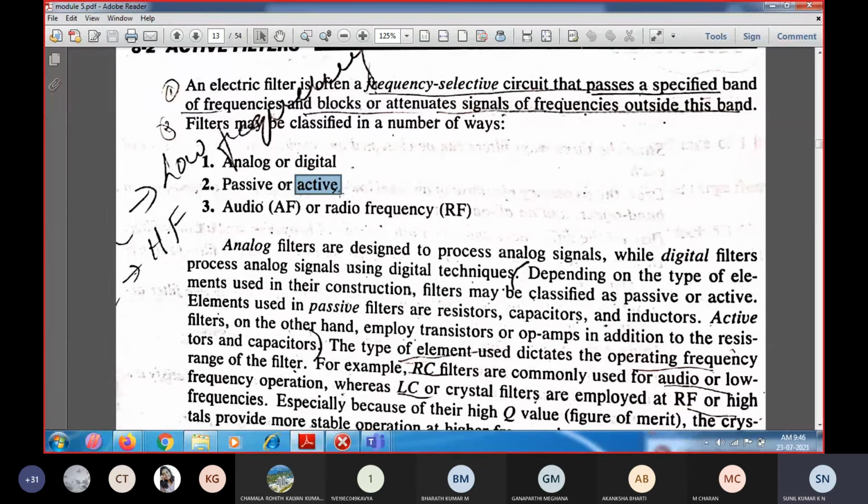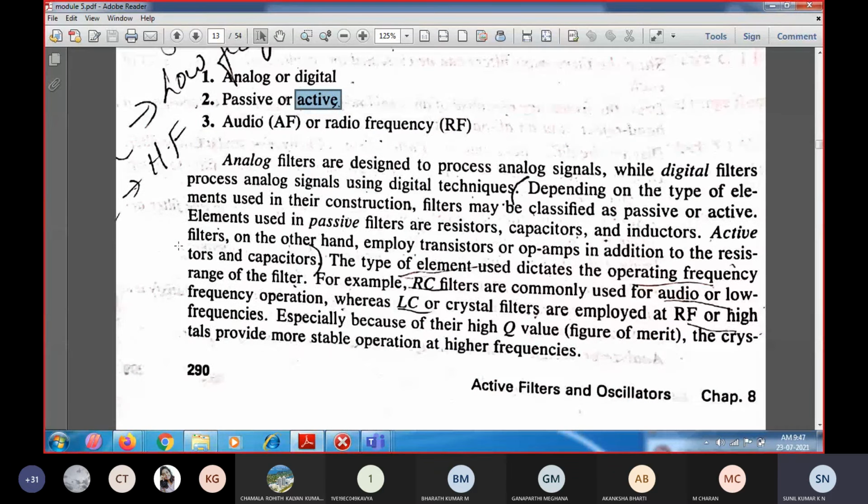Another classification is depending upon the frequency range. If it operates in the audio frequency range or in the radio frequency range, we classify those filters as audio frequency filters or radio frequency filters. So we are going to see the types of classification, and the same thing that I have just discussed.